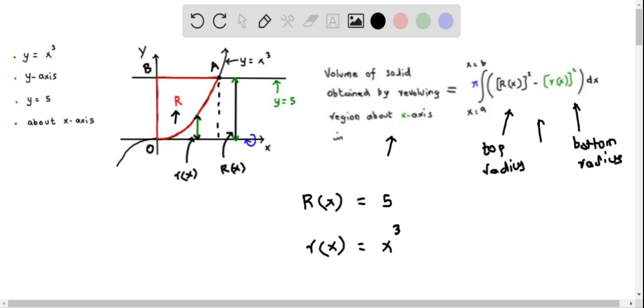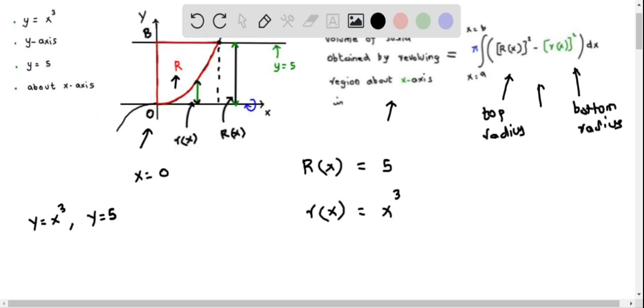And let's also determine the limits, that is a and b. We integrate this from x equals 0. This is the lower point, and x equals b. For that, we need to determine the point A, which we can determine by solving the two equations, that is y equals x cubed and the line y equals 5. So we have to solve the curve y equals x cubed and the line y equals 5. When you solve these two equations, we get the point A, or the x coordinate of A.